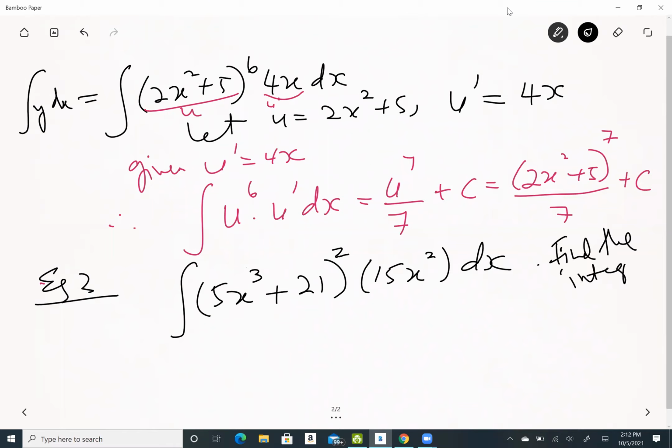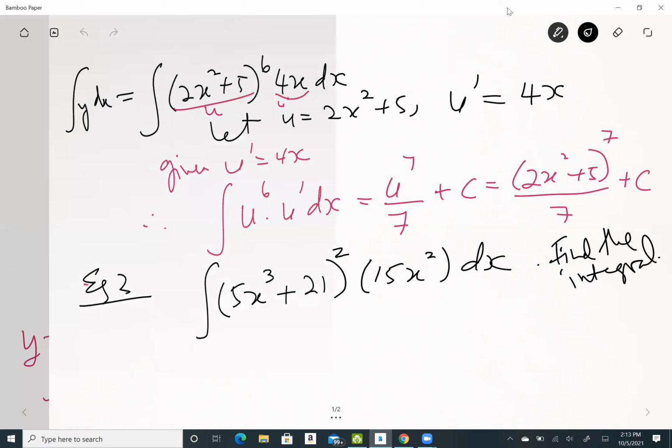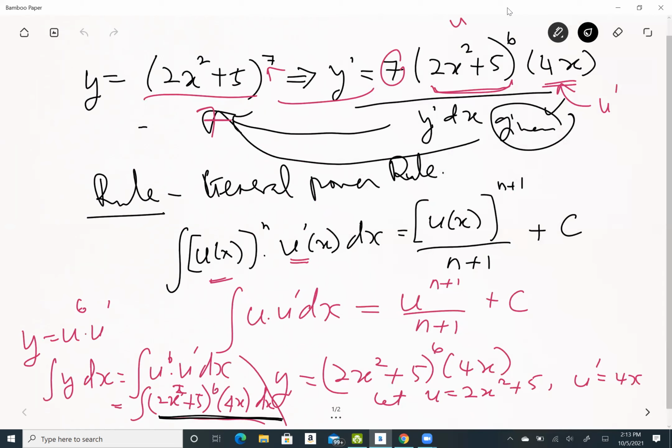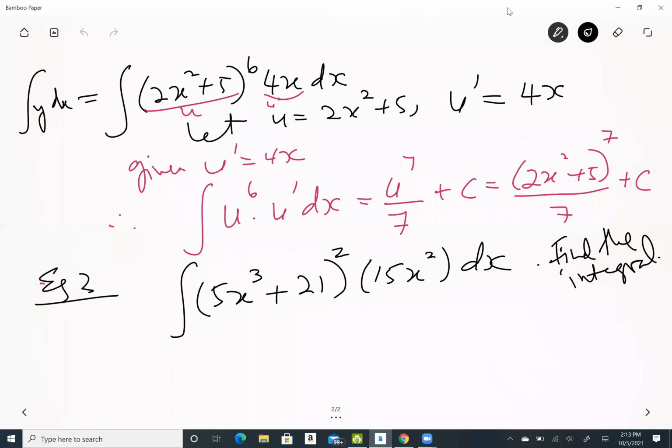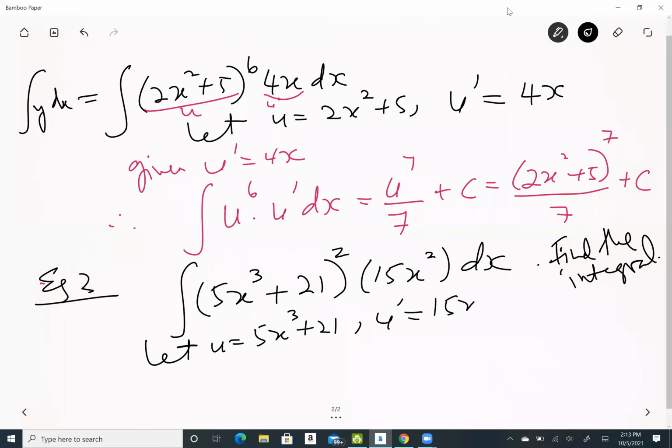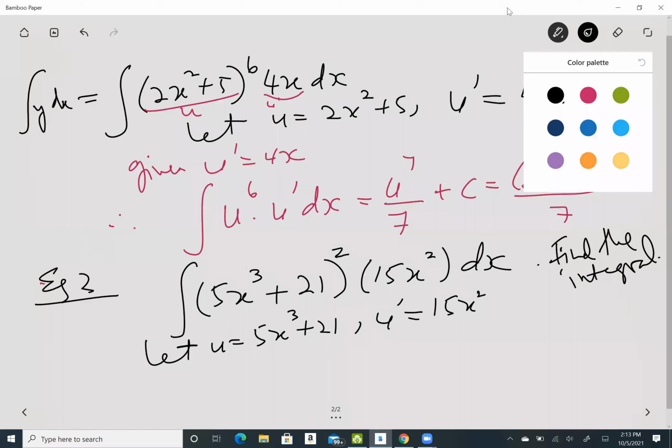So you apply the power rule. The power rule says that if you have u multiplied by u prime, I want to integrate that, the integral will be equal to u to the power of n plus 1 divided by n plus 1 plus c. So what I do is, I let u be equal to the terms in the bracket, and then I take u prime, which is 15x squared.